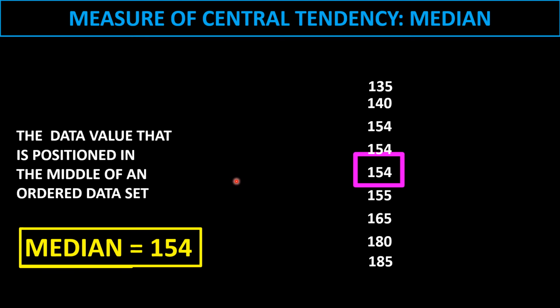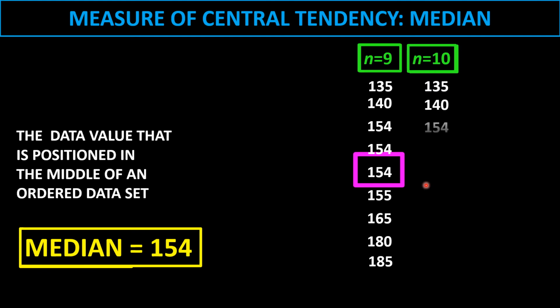Now, if we count the number of data points here, we have an odd number. In other words, we have n equal to 9, right? So if we have an odd number, you'll find that the median is right in the middle. It's one of the data points. But if it's an even number, for example, let's make the 9, just add an additional 1 to it. So we get 10. So let's just add one additional data point at the end, 190.